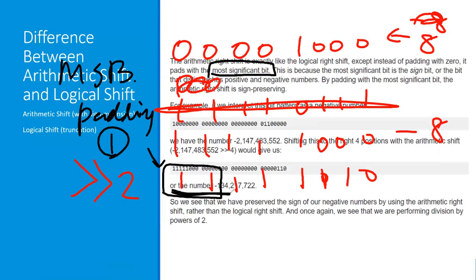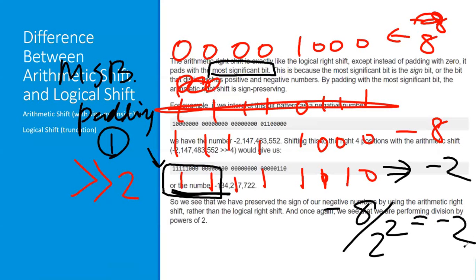So this one effectively is the same, like divided by 2, so you get minus 2. It's like minus 8 divided by 2 to the power 2, you get minus 2. So you actually pad 1 in there when you do this.